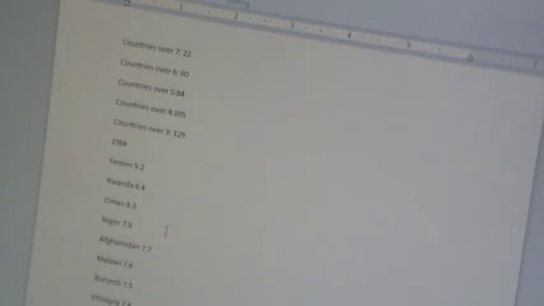Okay. So, as you can see, now the top 10 average is 7.83. Now we have 20 countries over 7. 6 is now only 59. 83 are over 5. 103 are over 4. 128 are over 3. Okay, we go on. As you can see, it's a very slow process. This isn't something that goes immediately, boom, boom, boom. It's a very, very slow process. Now it goes down to 7.8 kids per adult female.